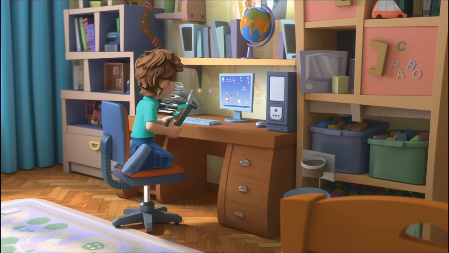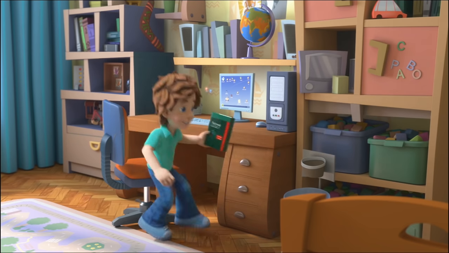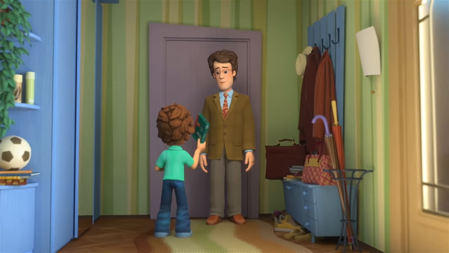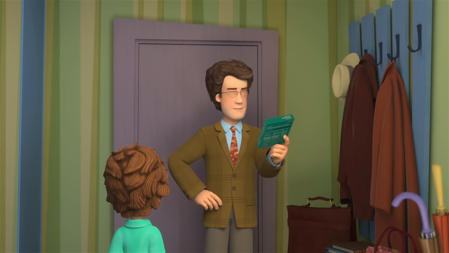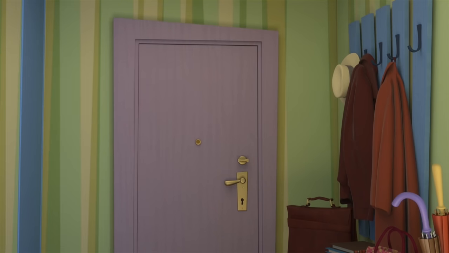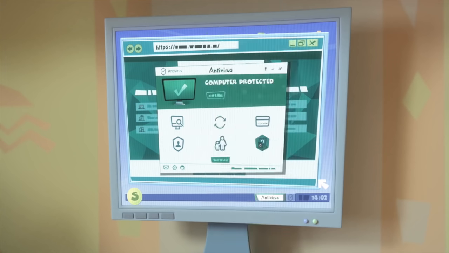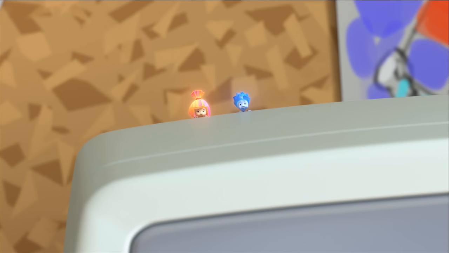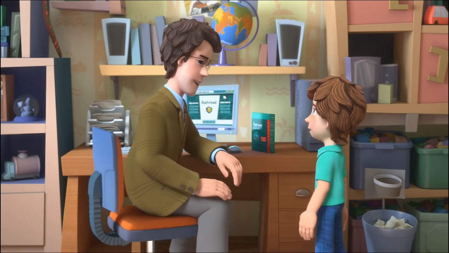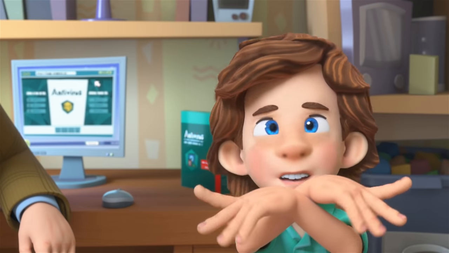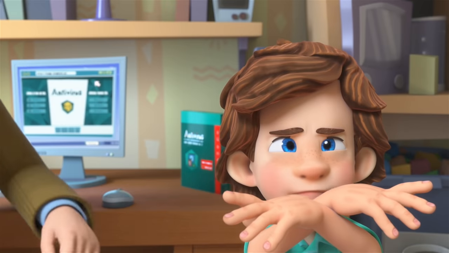All done. And here comes my dad. Dad, will you install this on my computer, please? You need it right away? How about a bit later? No, we can't keep putting it off. There you go. Now your computer is protected. How come you became so responsible all of a sudden? Oh, Dad, you don't know what kind of viruses are out there roaming the net. You're so right.